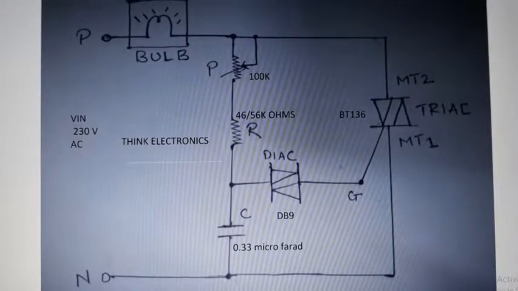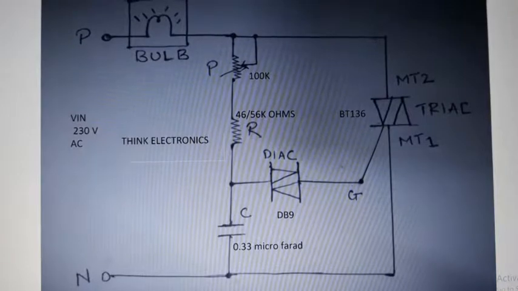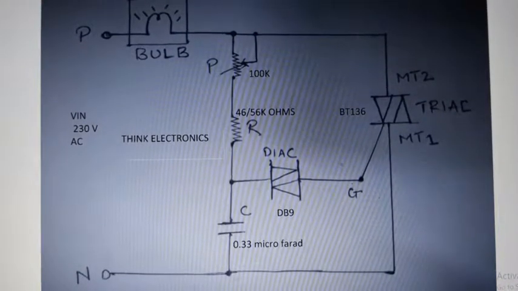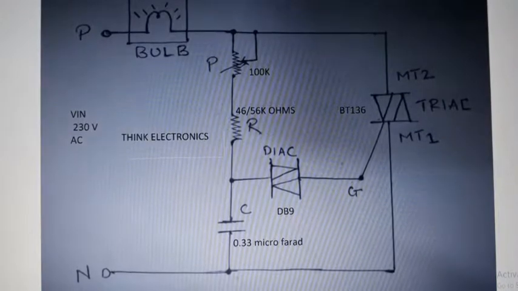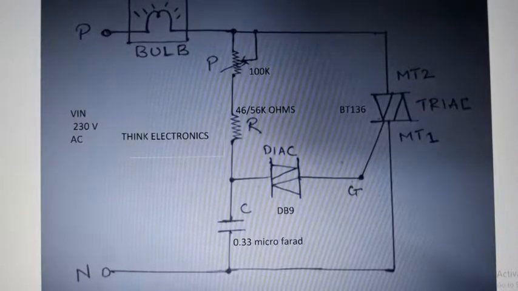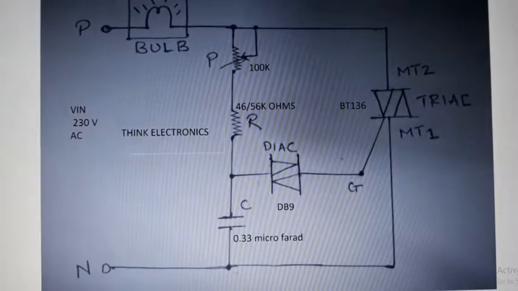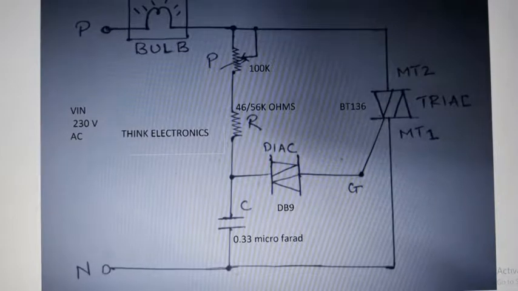Light dimmer using Diac Triac. As we can see from the circuit, the intensity of the lamp source can be varied over a wide range by using a triac. As we know, a triac is a bidirectional device which requires a triggering pulse at its gate to perform both half cycles.